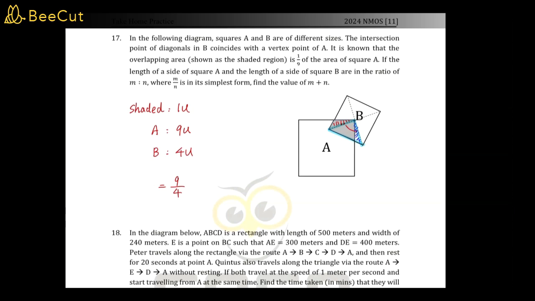And we know that the area ratio equals the square of the side ratio. That's m squared over n squared. Right, m squared gives us the area of the big square A. If this is m times m, that's m squared. The other one is n times n. So 3 squared equals 9. So it means that m equals 3 and n equals 2. 3 plus 2 equals 5.